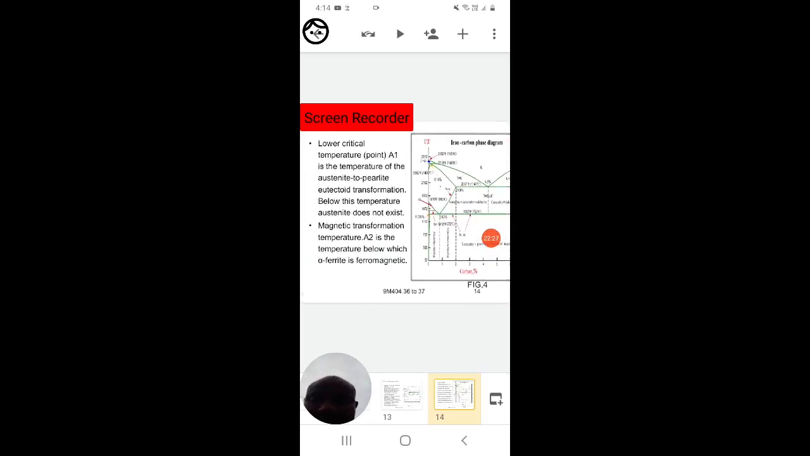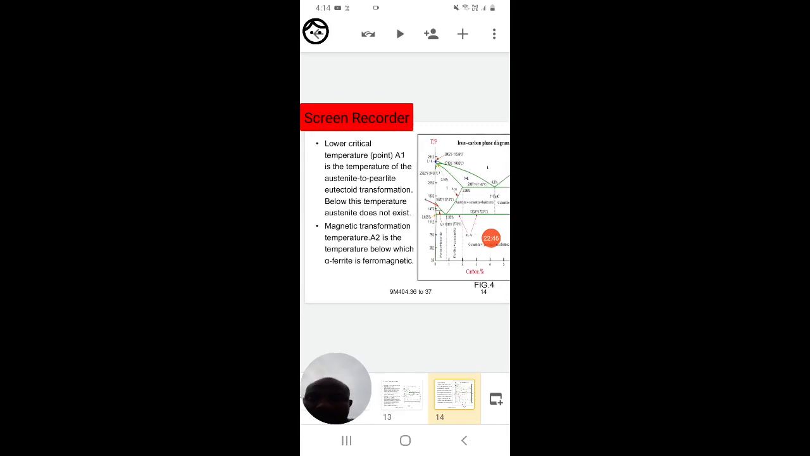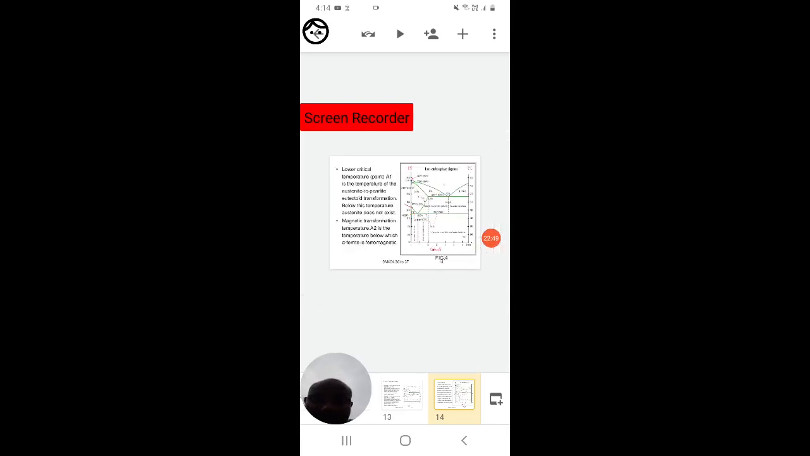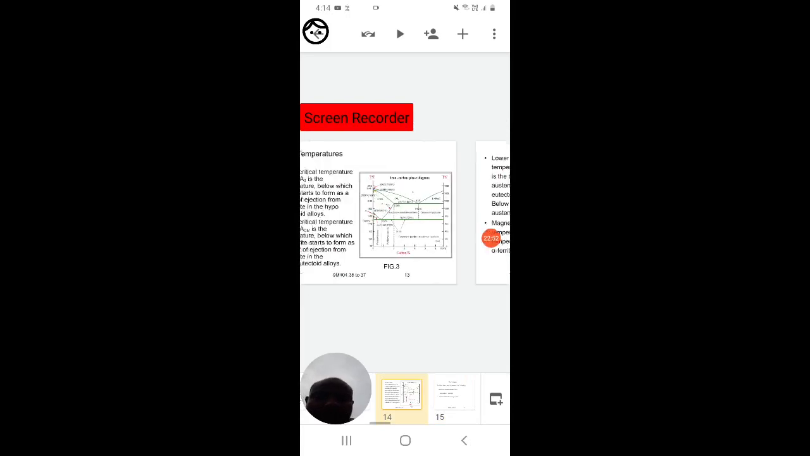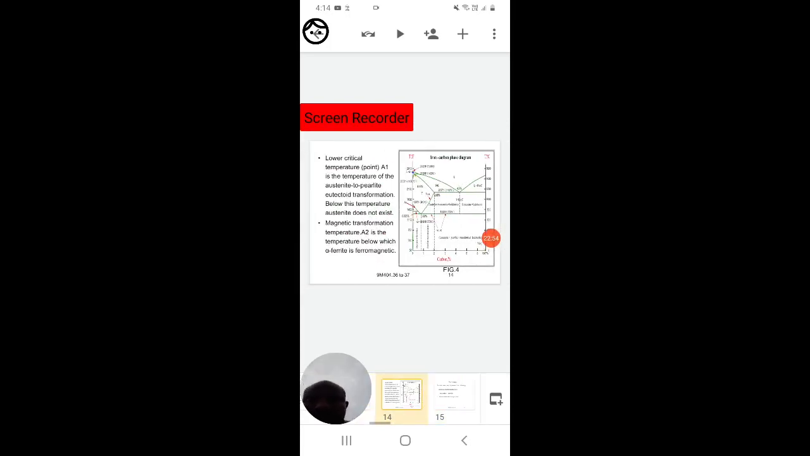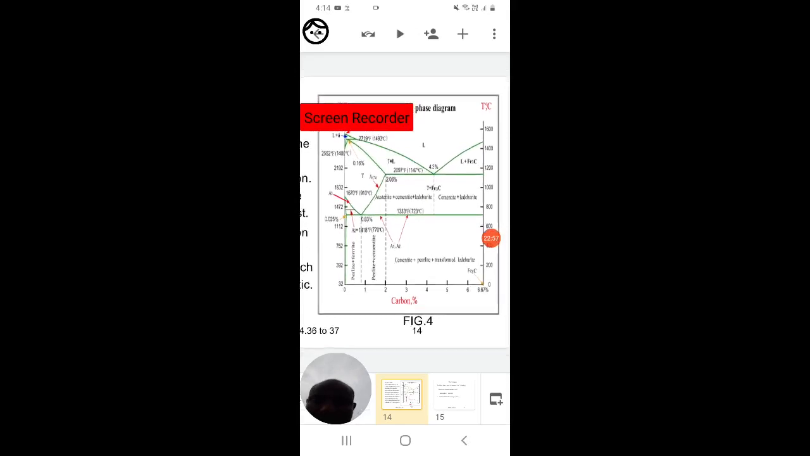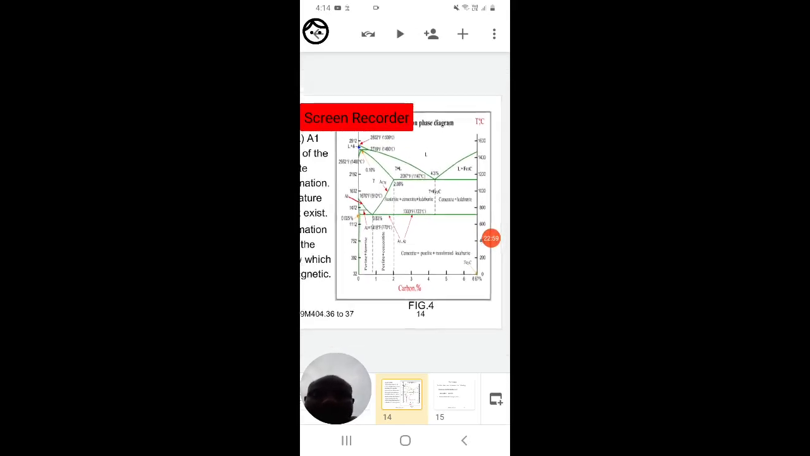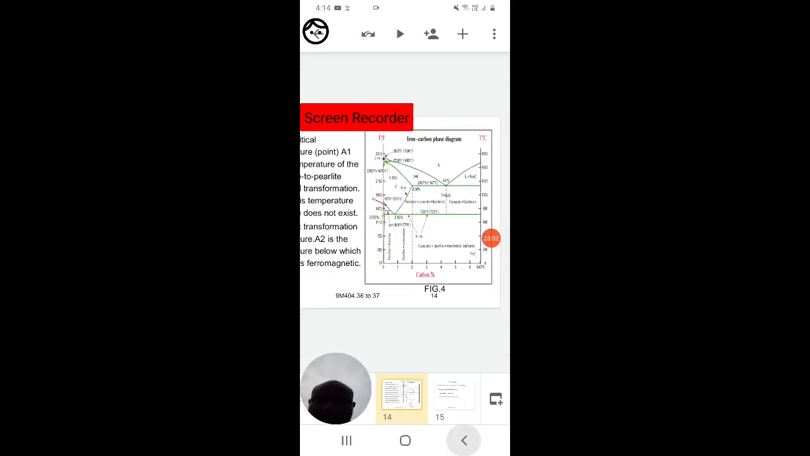Next, A1 is the lower critical temperature line of the austenite to pearlite transformation. Below this temperature, austenite does not exist. That is very important. And the magnetic transformation temperature line A2 is the temperature below which alpha ferrite is ferromagnetic. All these are very important lines. In the construction of the iron carbon equilibrium diagram, these critical temperature lines are very important.